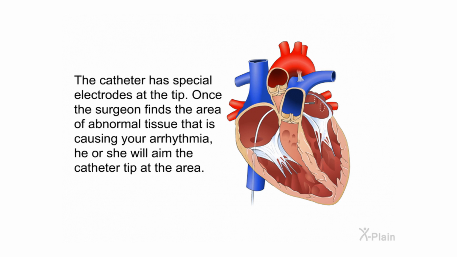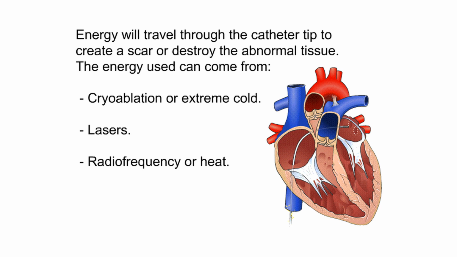The catheter has special electrodes at the tip. Once the surgeon finds the area of abnormal tissue that is causing your arrhythmia, he or she will aim the catheter tip at the area. Energy will travel through the catheter tip to create a scar or destroy the abnormal tissue. The energy used can come from cryoablation or extreme cold, lasers, radiofrequency or heat.